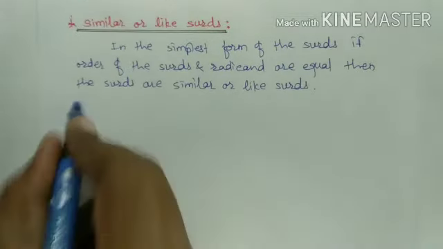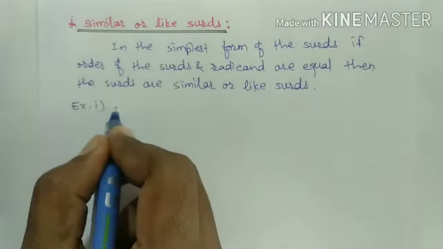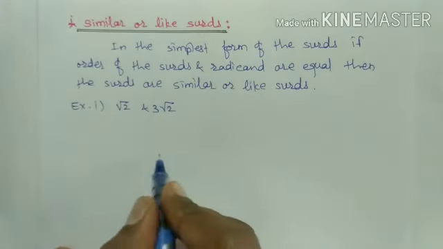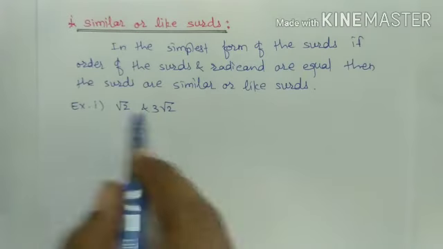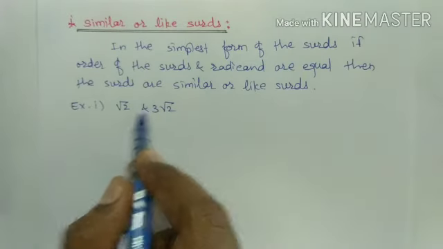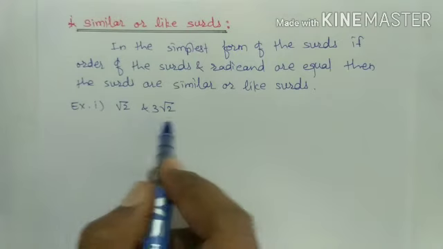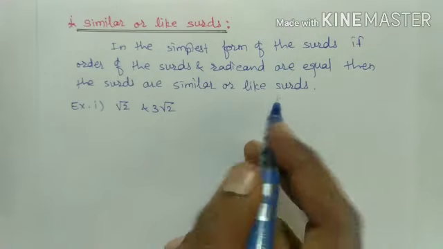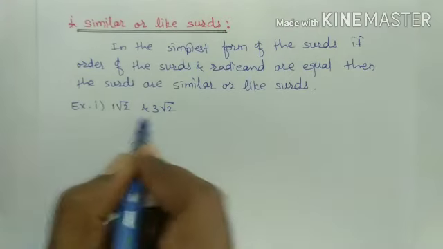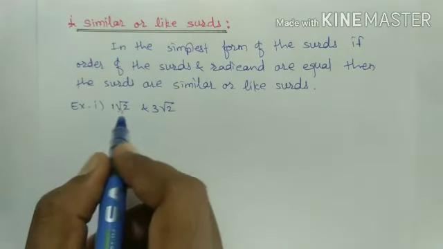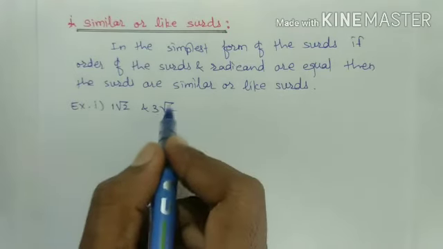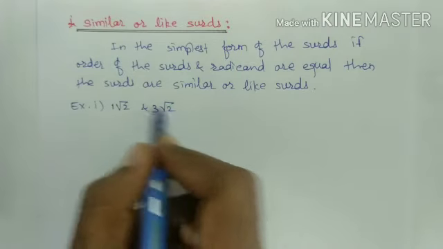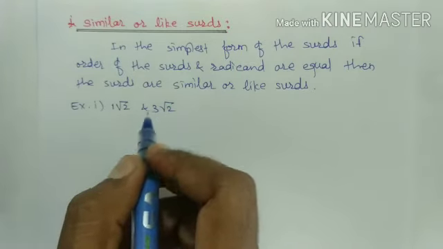See, for example, root 2 and 3 root 2. Here in these two surds, the order of the surd is the same, which equals 2, and the radicand is also the same, which equals 2. That's why this is an example of similar surds or like surds. Here the 1 and 2 can be any rational numbers, but only the order of the surd is the same and the radicand is also the same. Then such types of surds are called like surds.